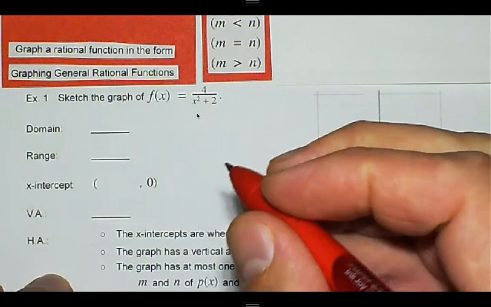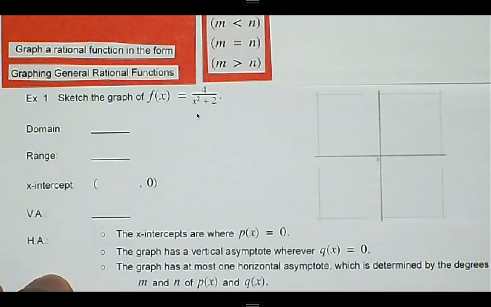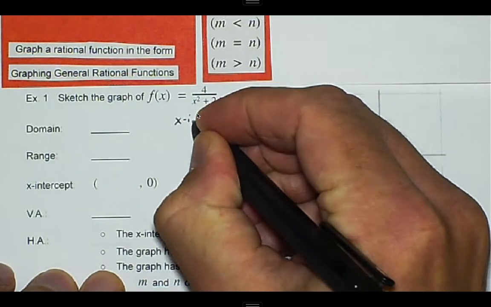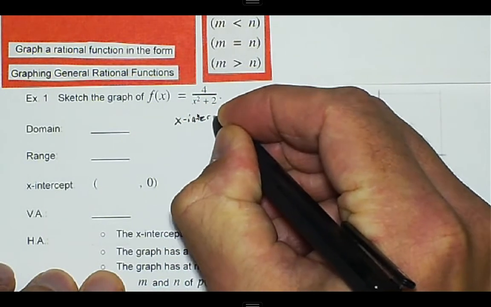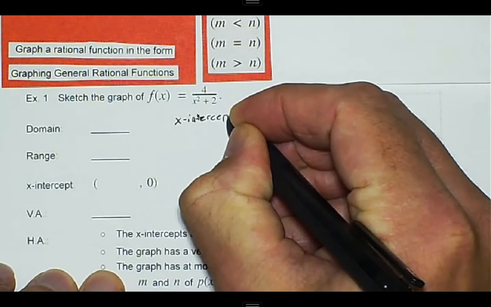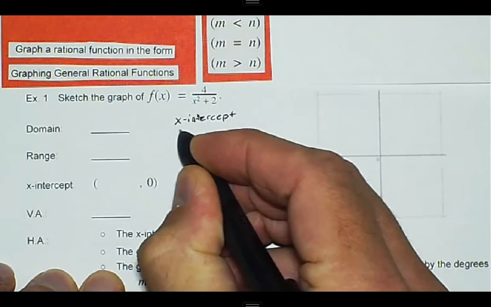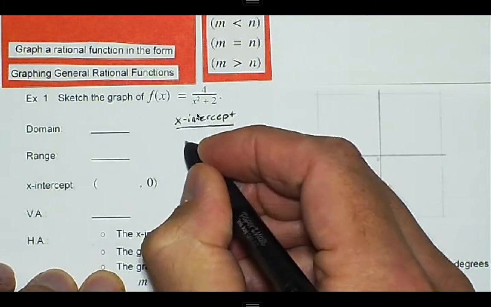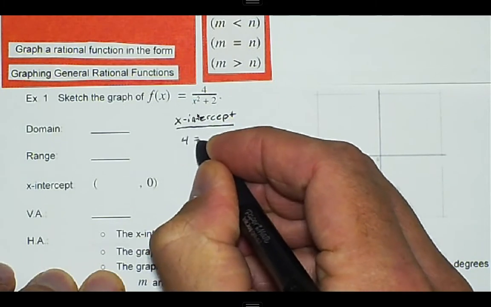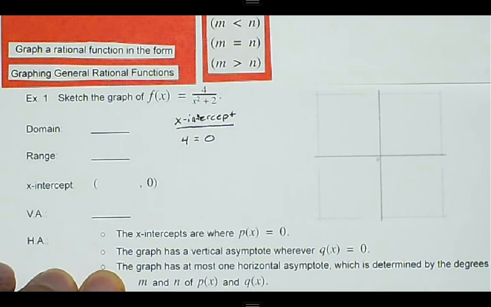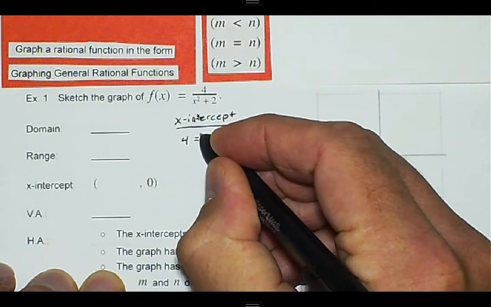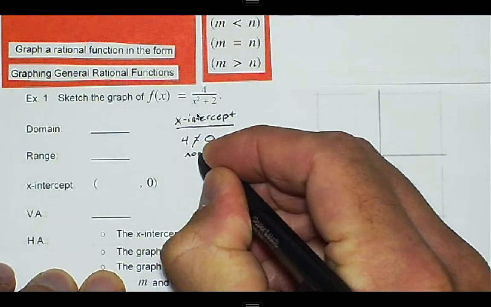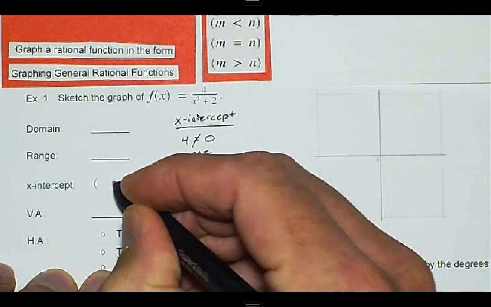Right here we're going to say calculating the x-intercept. And the way that we do that is we take whatever's in the numerator, in this case it's 4, and we set it equal to 0 and try to solve it. But in this case, 4 will never equal 0, so we have no x-intercept.